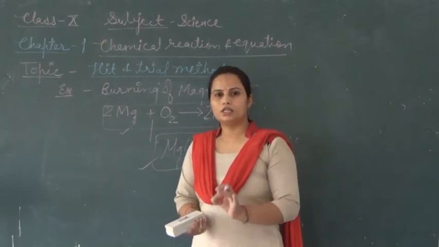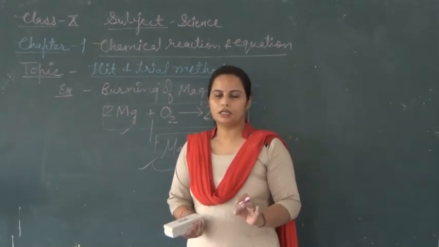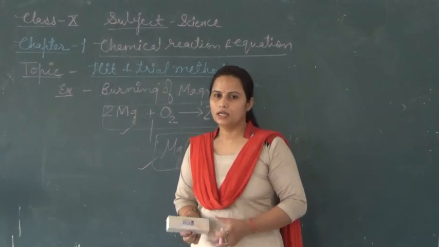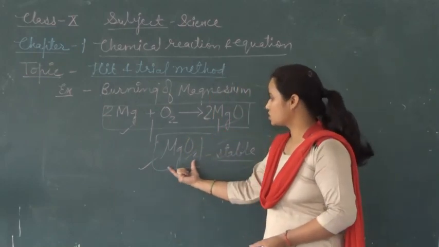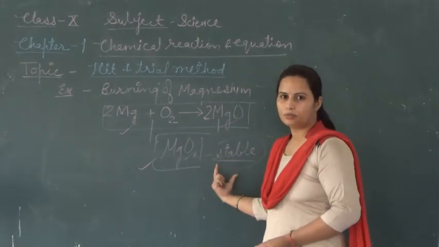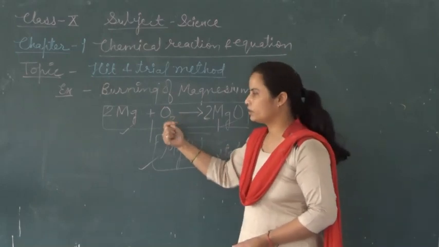Why do we rub the magnesium ribbon with sandpaper? Give reason. The main reason is that magnesium oxide is formed, which is a stable form. It can't react with oxygen.